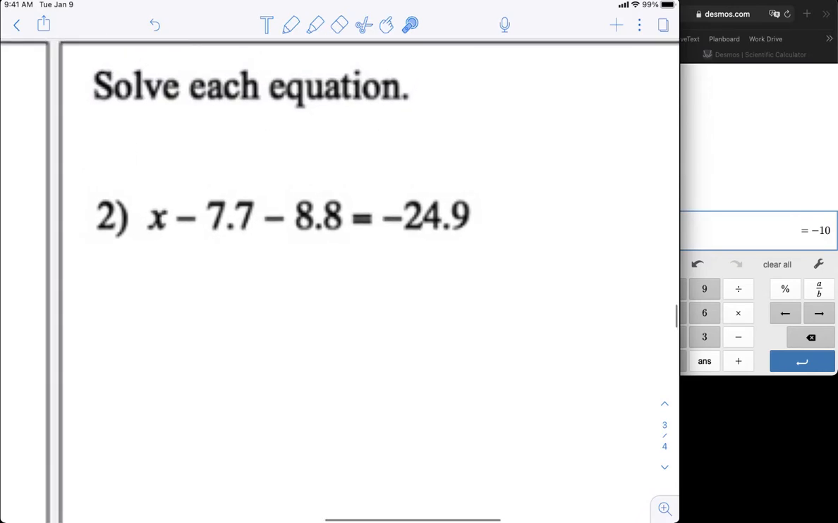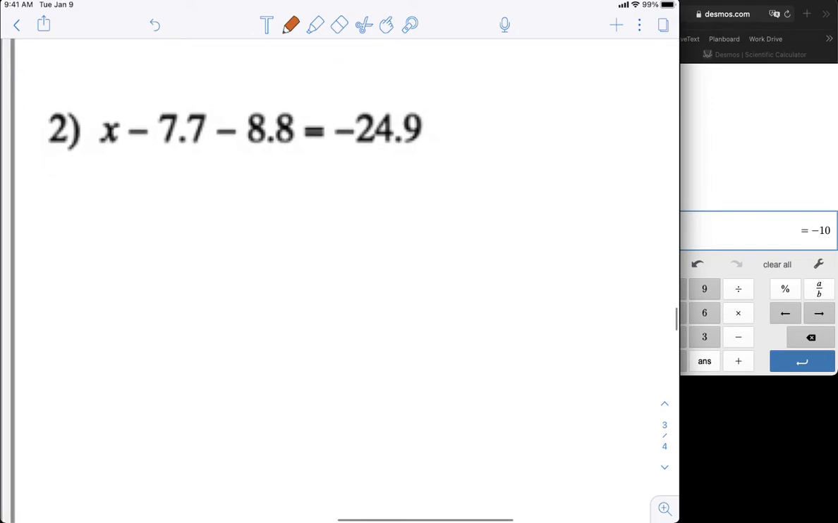All right, number 2, right? Solve each equation. Always read instructions first, right? Solve each equation. So always, always, always start with your line of separation. That's how we start, with our line of separation.